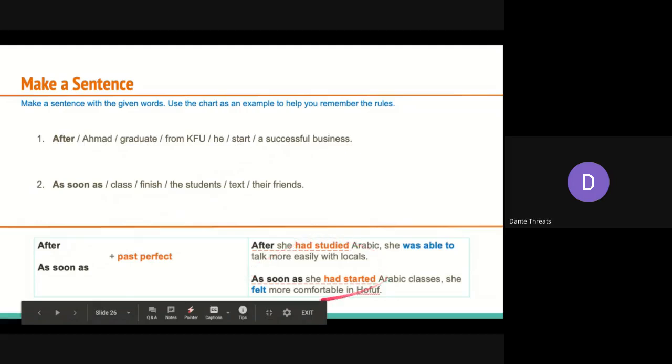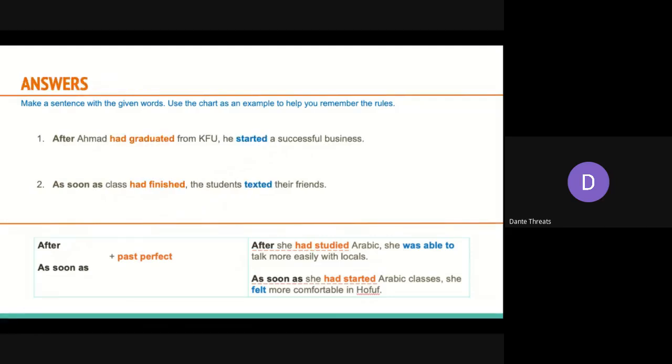Okay, here are some examples here, and I briefly showed you some of the answers, but here goes. After Ahmad had graduated from KFU, he started a successful business. As soon as class had finished, the students texted their friend.